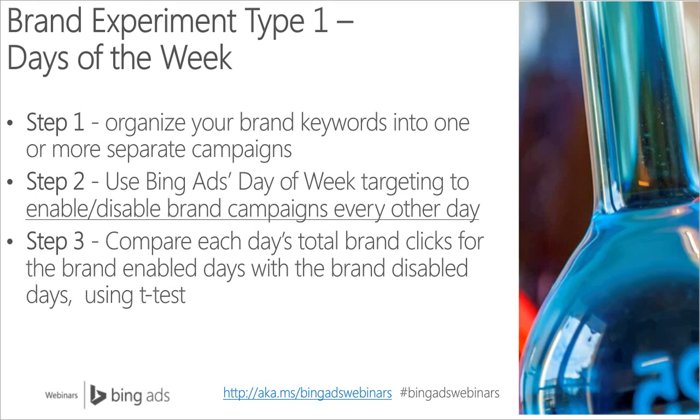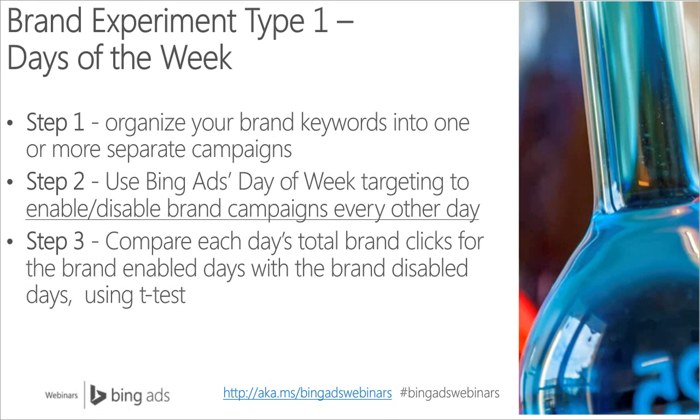So for the first week, you enable the brand campaigns only on Monday, Wednesday, Friday, and Sunday. Then at the end of the week, you will have to go and change that setting because it doesn't let you alternate with alternating weeks. So the next week you would enable the brand campaigns on Tuesday, Thursday, and Saturday. Did I get that right, Francis? Yes, I think so. Yes.